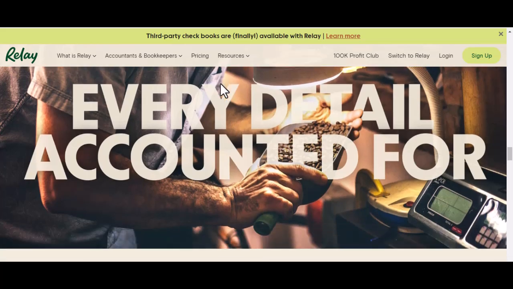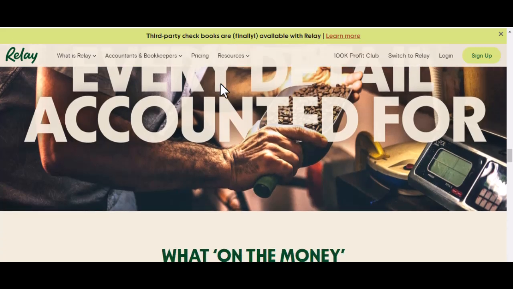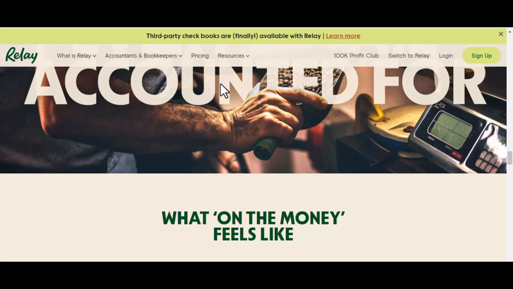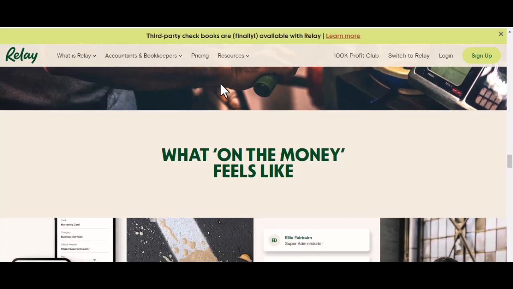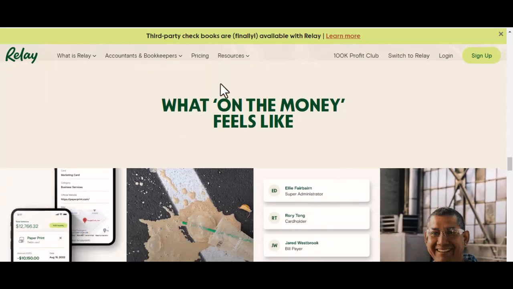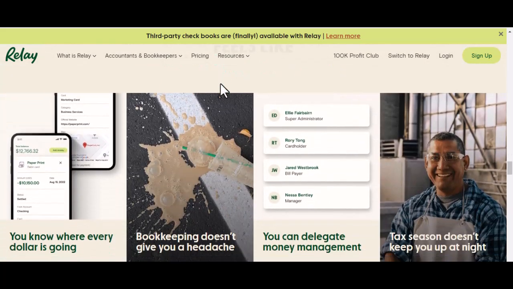United States, routing number, 9 digits. United Kingdom, sort code, 6 digits. Canada, institution number, 3 digits, and transit number, 5 digits. Australia, BSB number, 6 digits.